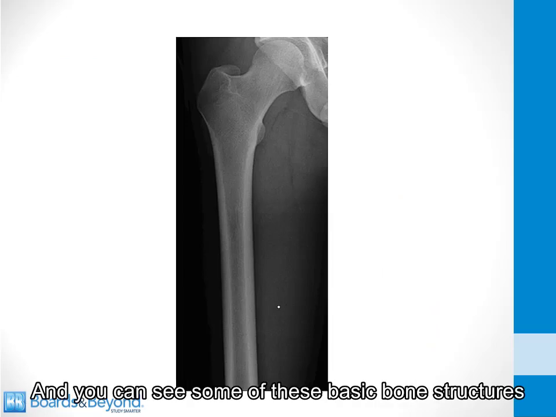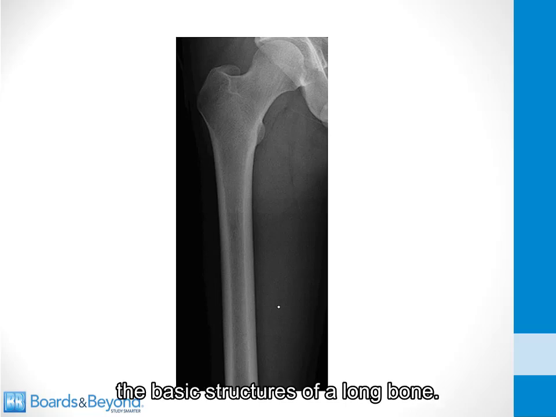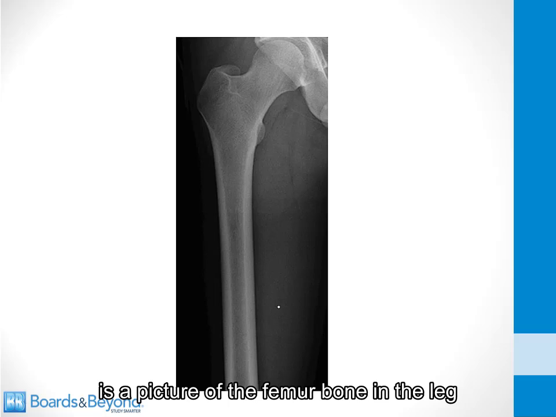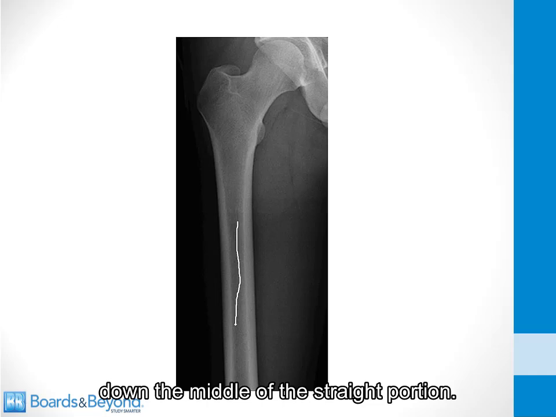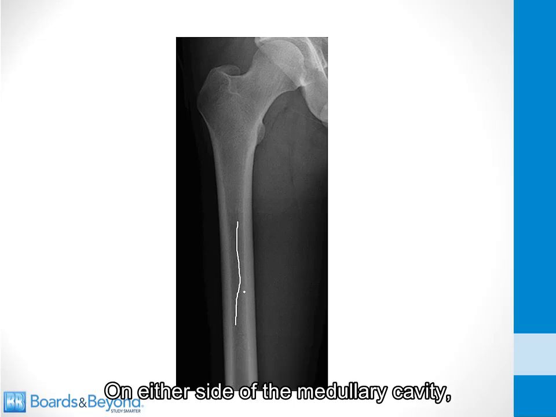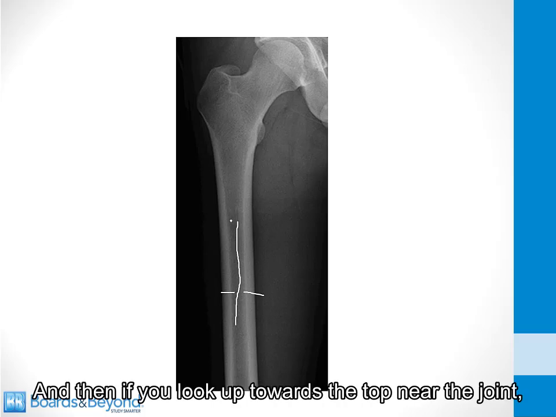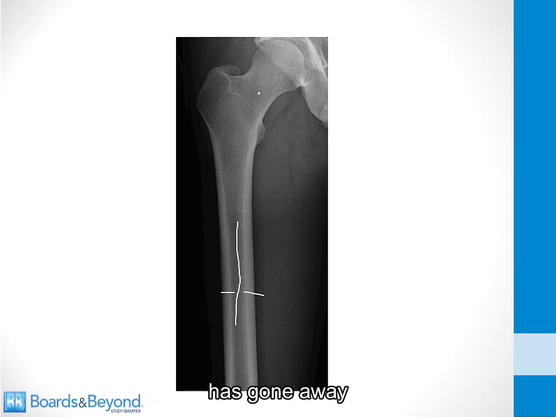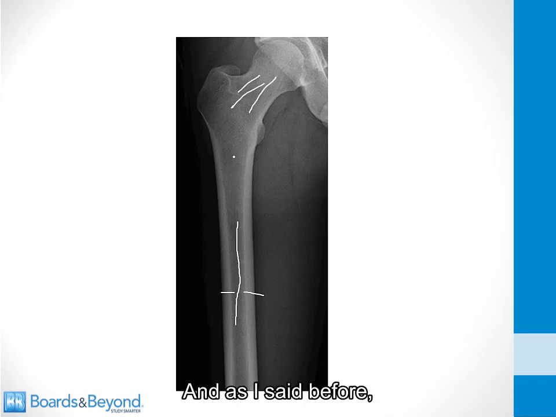And you can see some of these basic bone structures on an x-ray, and they like to show you x-rays on the step 1 exam, so you ought to be able to find the basic structures of a long bone. For example, shown on the screen is a picture of the femur bone in the leg, which is a classic long bone. Note that it has this black section down the middle of the straight portion. That is the medullary cavity that contains the bone marrow. On either side of the medullary cavity, there are these thick white portions. That's the cortical bone. And then if you look up towards the top near the joint, you see that that black part down the middle has gone away, and instead you have these straight wispy lines. That is the trabeculated bone, and as I said before, it's usually found at the end of long bones, such as up towards the joint.